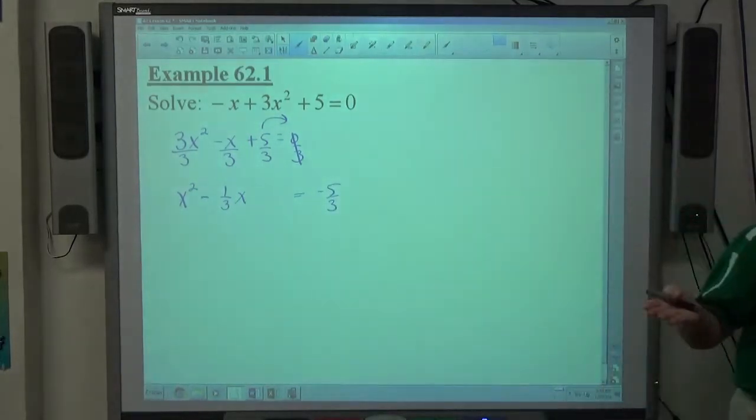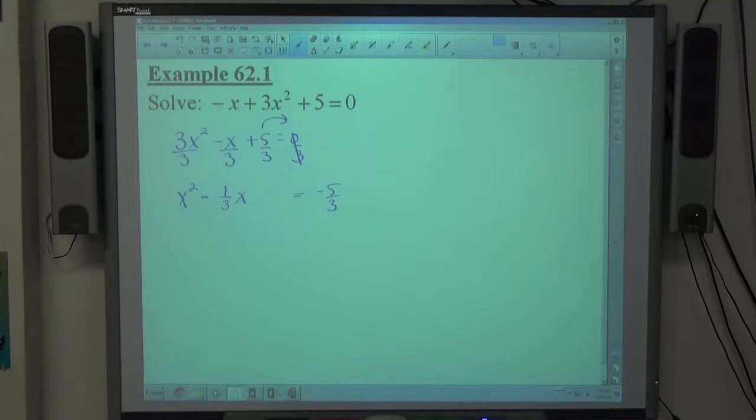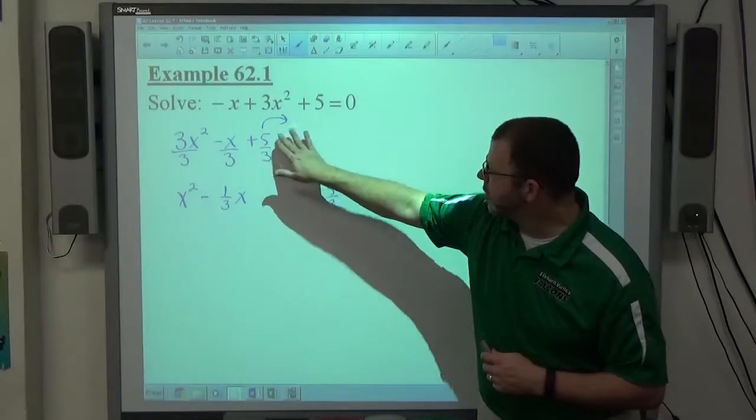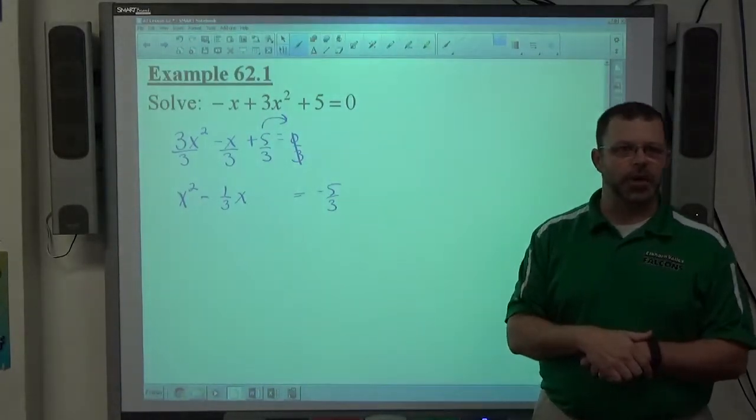And be careful, one of the things that some of you messed up on before Christmas was when we moved that 5/3 over, we forgot to change the sign. There's a lot of stuff going on. We got the division happening. We got the rearrangement of terms and everything. But again, if you're moving across the equal sign, that sign changes. Don't forget to do that.